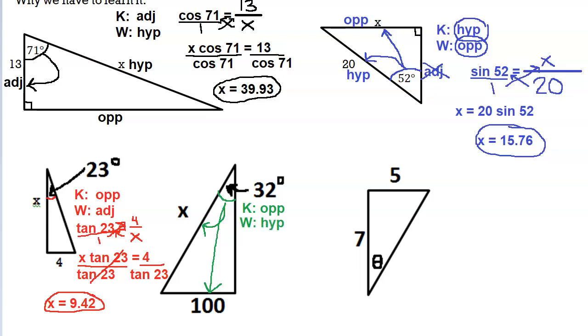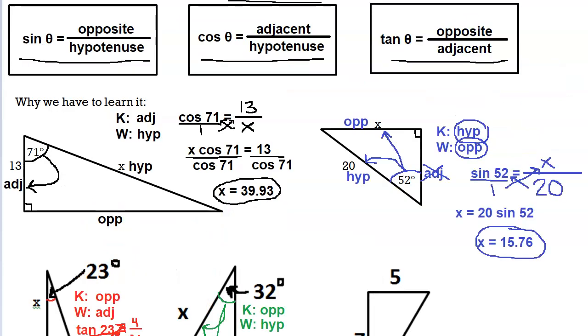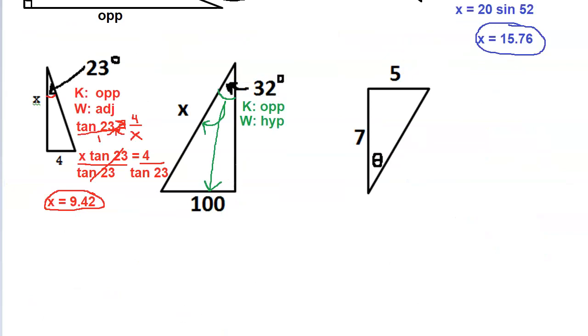The adjacent side is the one that we don't know and we don't care, okay? So that's not the one we're going to use. We're not going to use the adjacent side. We're just going to use the other two. So which ratio uses opposite and hypotenuse? It looks like it's going to be the sine ratio. So we are going to say sine 32 equals 100 over x.